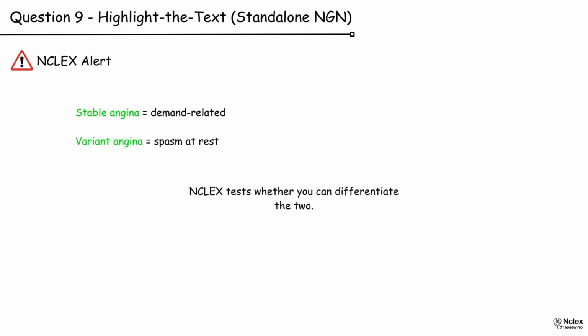Here's your NCLEX alert. On the exam, stable angina is demand-related. Variant angina occurs at rest due to spasm. NCLEX will test whether you can differentiate those two patterns. When a teaching question says, "Need further teaching," they are often testing whether the patient misunderstood the underlying mechanism.